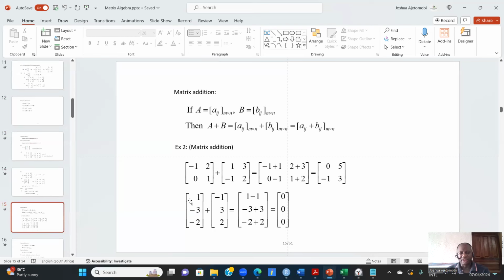The same applies. This is a column matrix. Another column matrix. This is 3 by 1, 3 by 1. So add it, and you end up adding a 0 matrix.